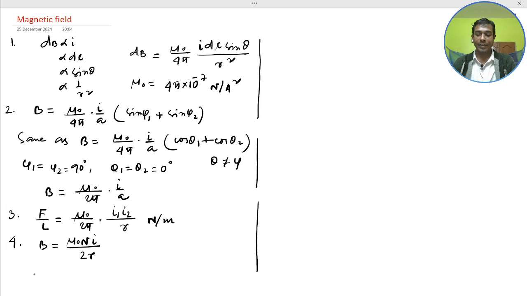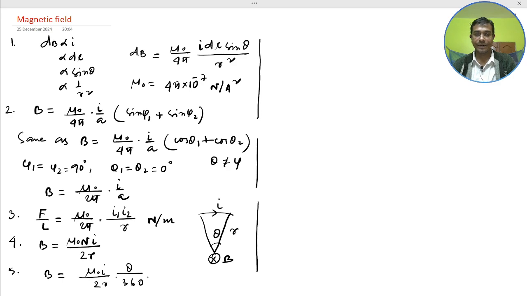Magnetic field due to a circular arc, this is important. This is an arc with current I, and here is the magnetic field B, the angle theta, and this is R. For a circular arc, B is mu naught I by 2R, times theta by 360.